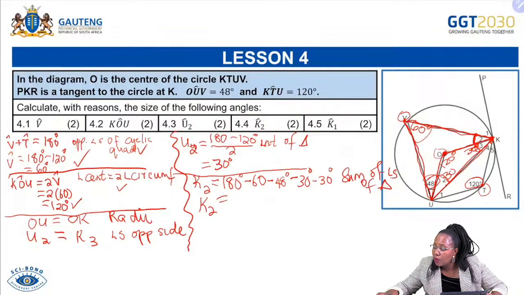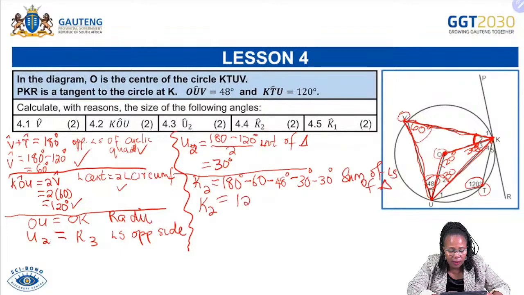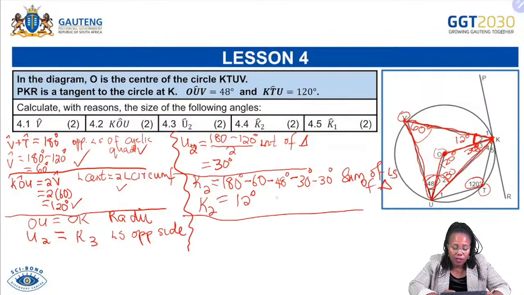And then the value of angle K2 will be equal to 12 degrees. Then this smaller angle here will be 12 degrees. And then it's 1 for the value, 1 for the reason there.